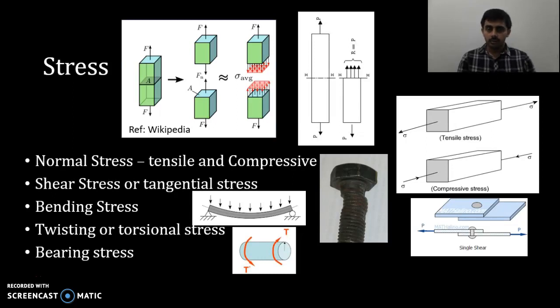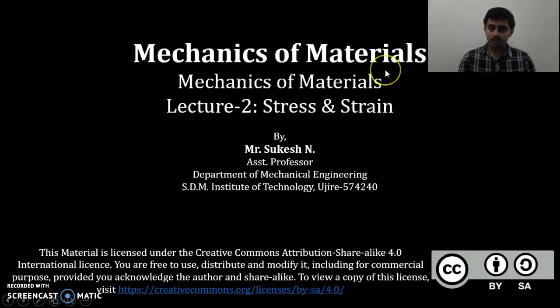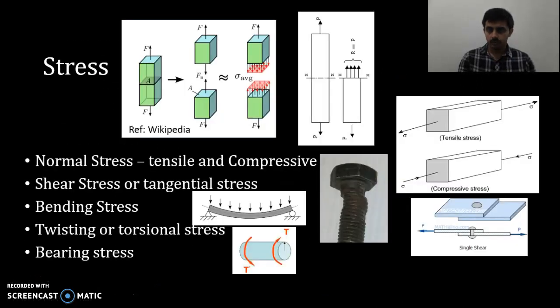Alright. When the load is perpendicular to the cross section, we call the stress developed normal stress. There are two kinds of normal stress: one is the tensile stress and the other is compressive stress. In the tensile stress, the length of the member will increase, whereas in the compressive stress, the member will shorten its length.